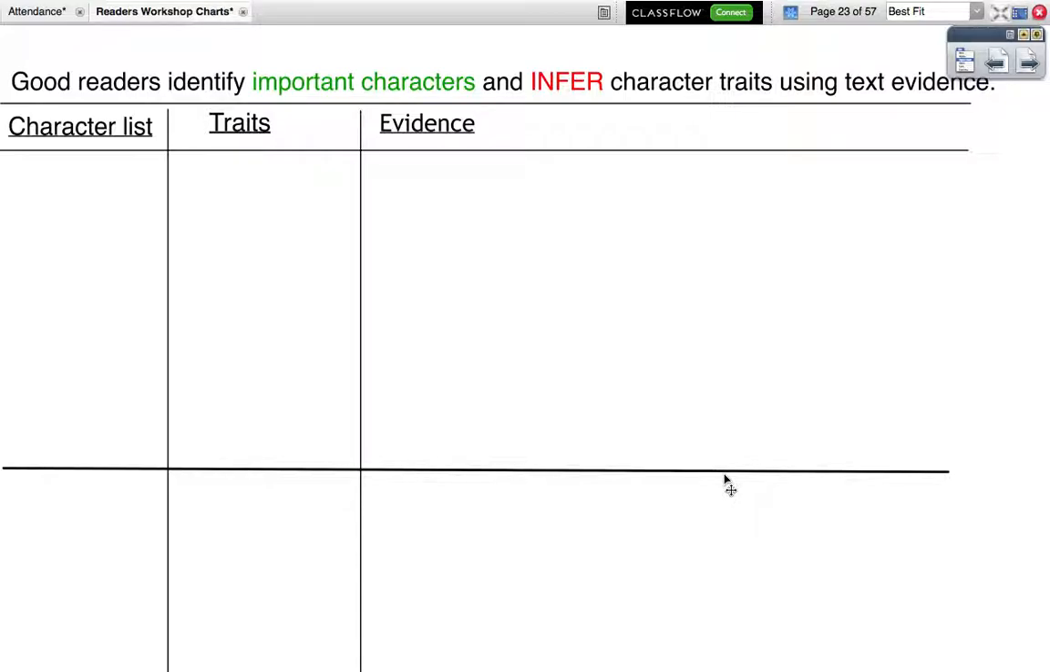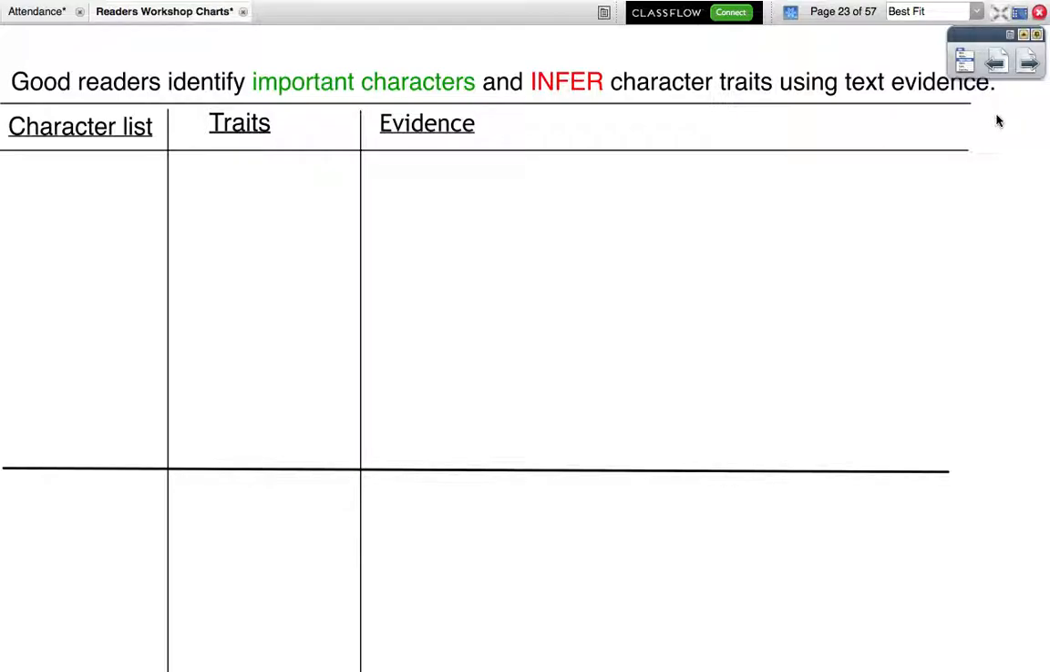So, remember, good readers identify important characters and infer character traits using text evidence. We make an inference. That means we take something that's not said specifically and we decide what it means.